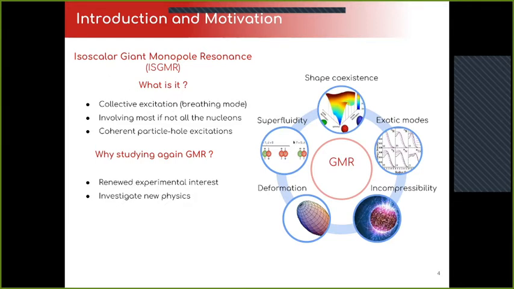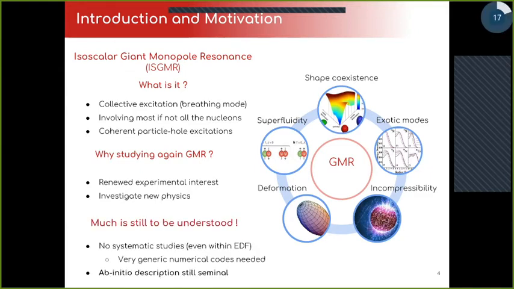This quantity is a kind of bridge between finite systems and infinite matter, and can also be very useful to investigate neutron stars and, in general, astrophysical phenomena.